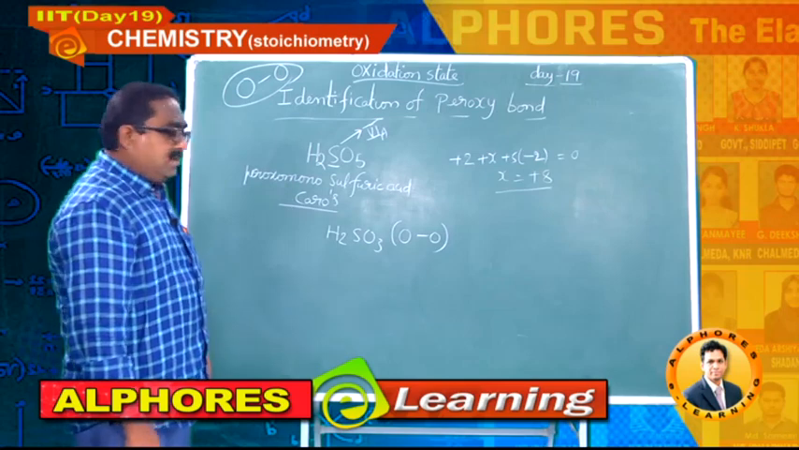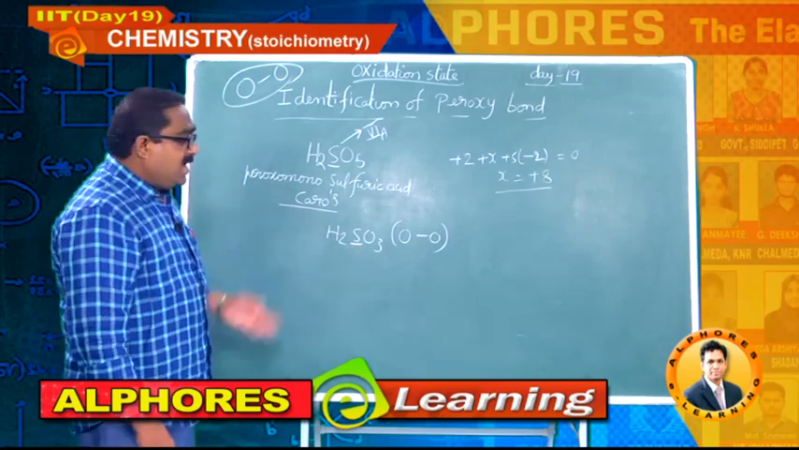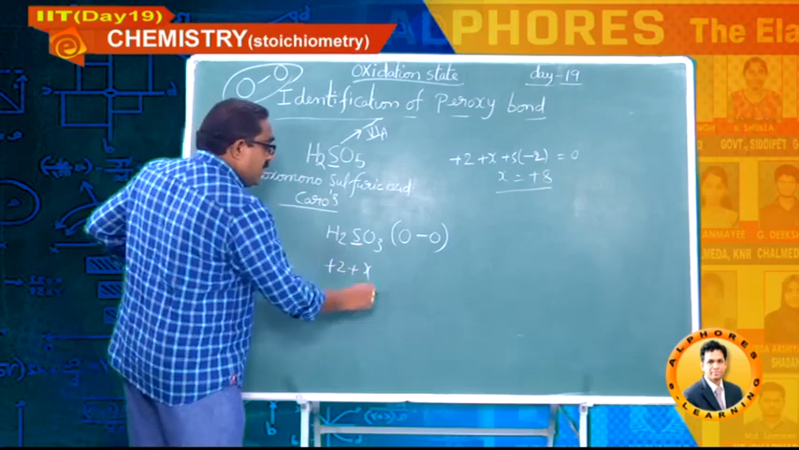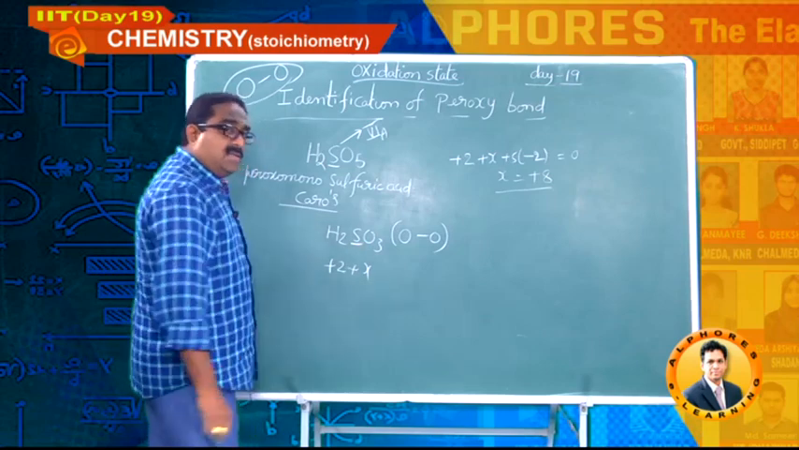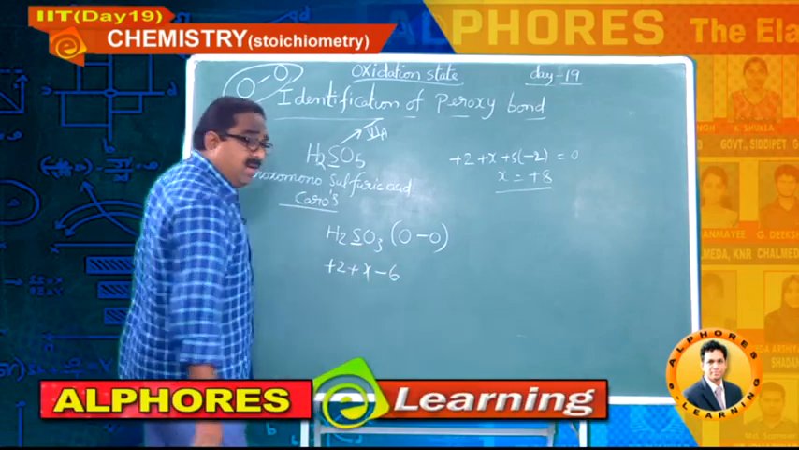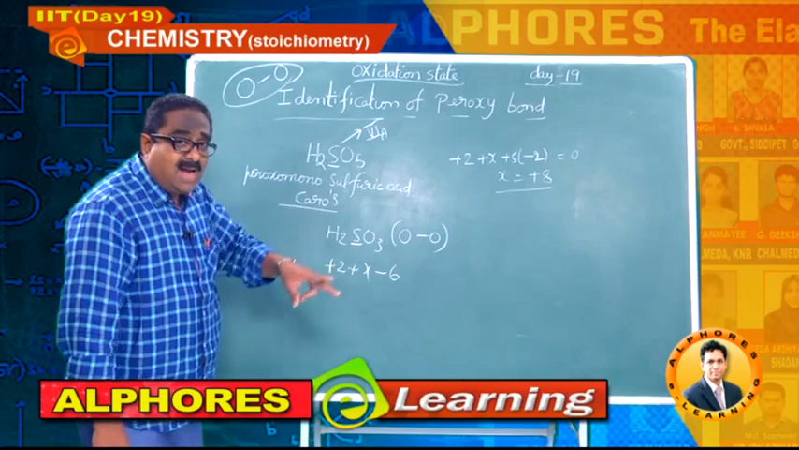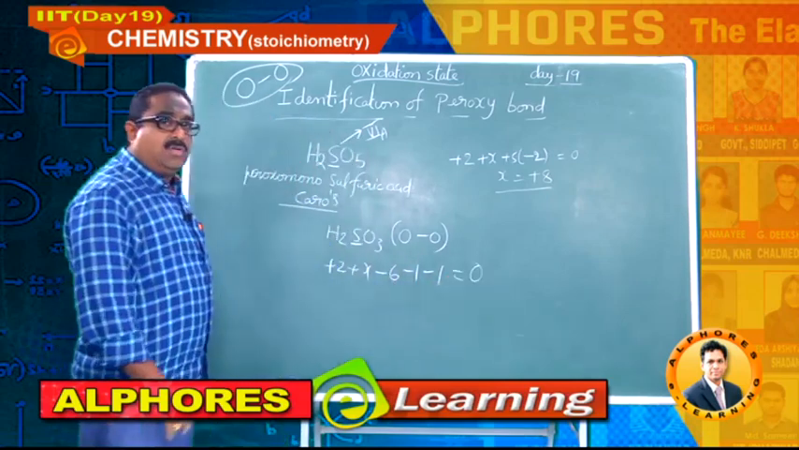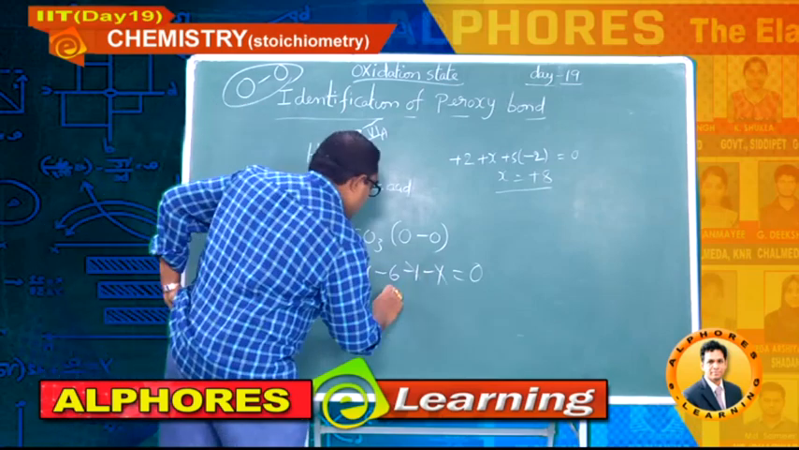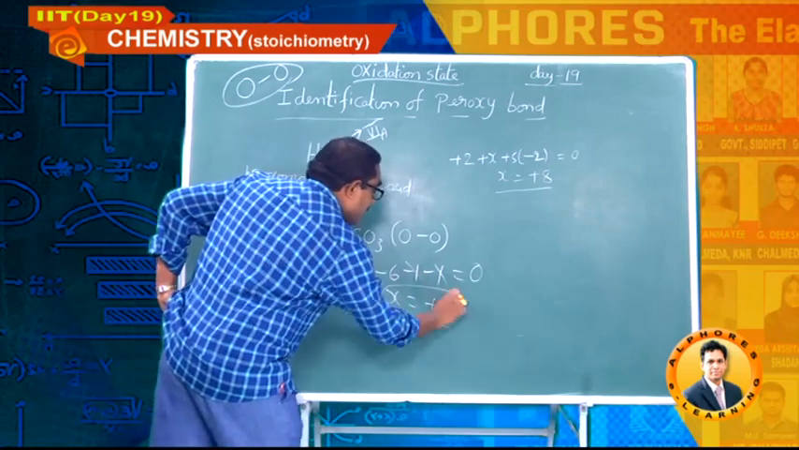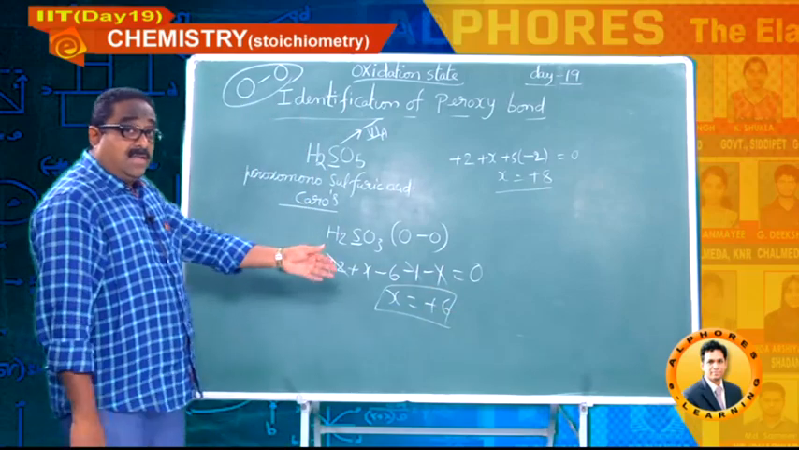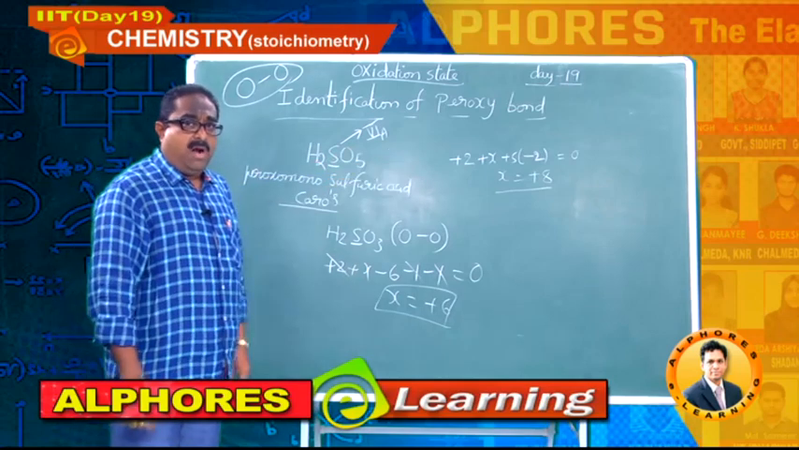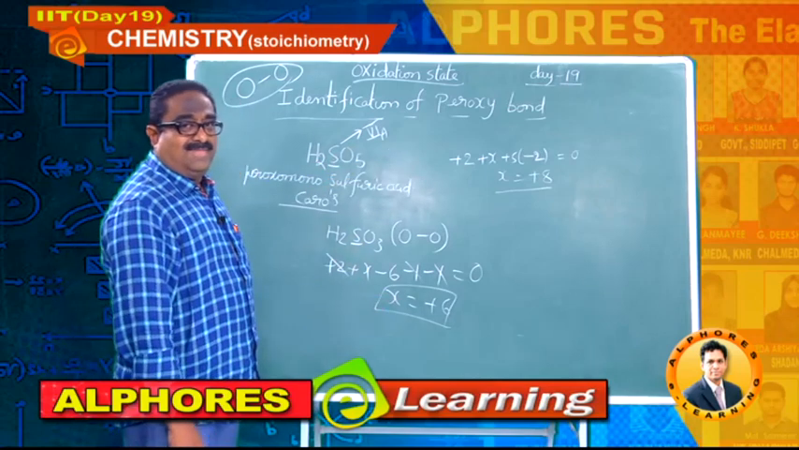Now I will do the calculation for the oxidation state of sulfur. Let me check how much you are going to get. For 2 hydrogens +2, for sulfur X, 3 normal oxygens, 3 into -2, that is -6. 2 peroxy linked oxygens, -1 each, total should be equal to 0, and finally you will get X as +6. Students, this is the way to identify a peroxy bond in a given compound.